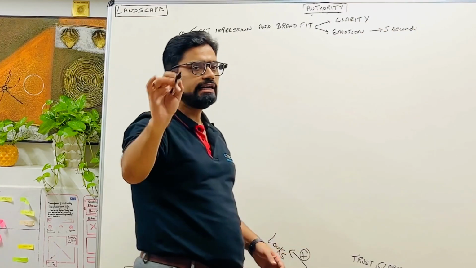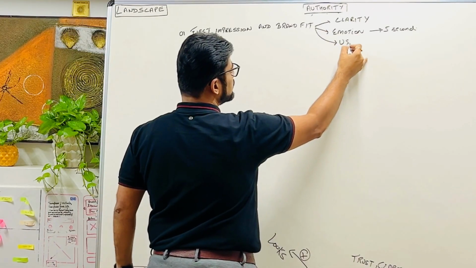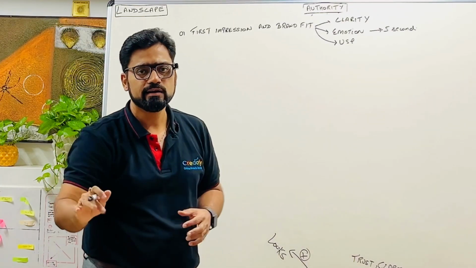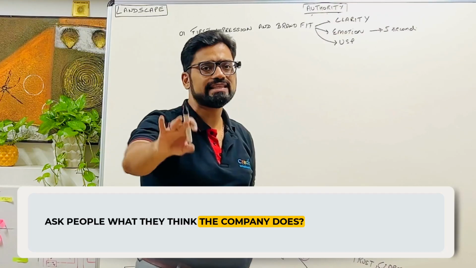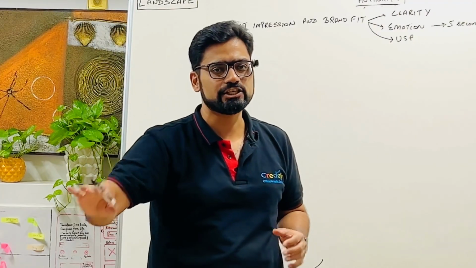And then you need to see the differentiation, which we also call the unique selling point. Do they look distinct or blend into the market? Here you need to run this 5-second test. Ask people what they think the company does. If they can't tell, the above the fold section is weak.